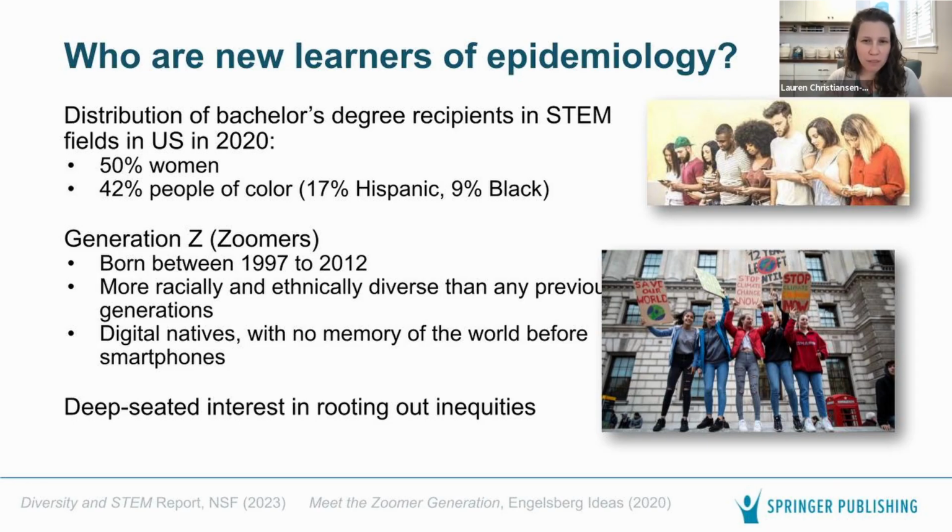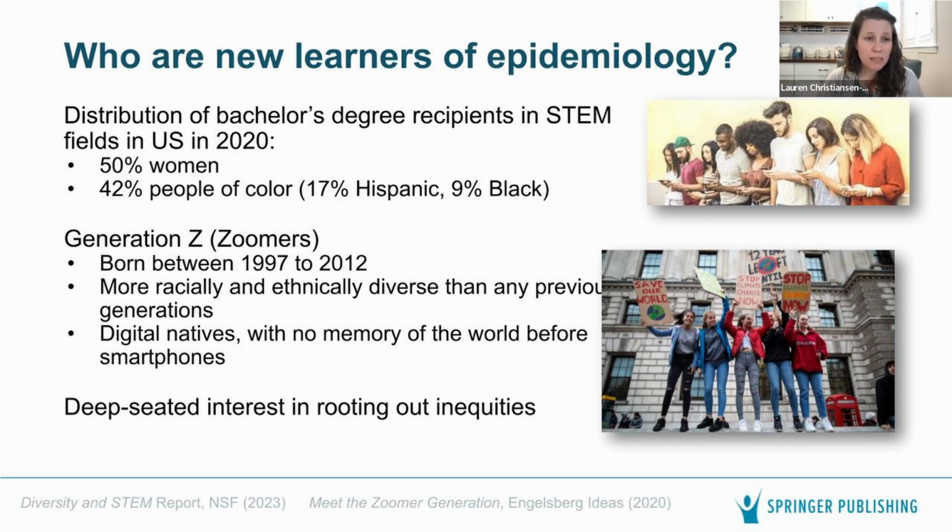So as we're thinking about these new learners of epidemiology, who are they? We certainly see learners across the age spectrum, but the group that we're really focusing on today are those early learners. In 2020, among those who pursued degrees in STEM, half of them were women and 42% of them were people of color. We see those same sort of trends in epidemiology as well.